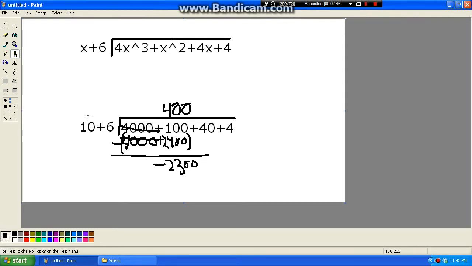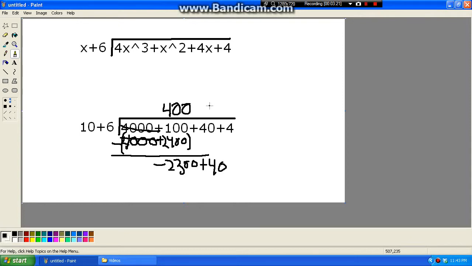And from there, now and then you'd add in the plus 40. Okay? So now you'd ask yourself, how many times does 10 go into negative 2,300? And you would say, well, 10 goes into negative 2,300 230 times.